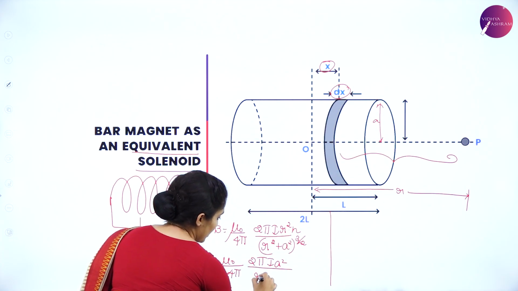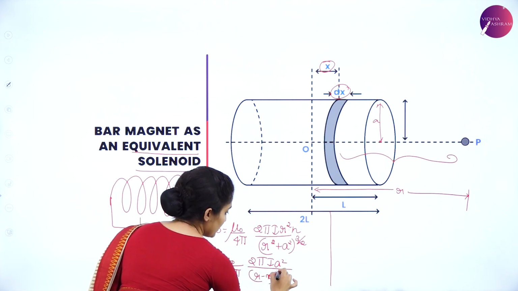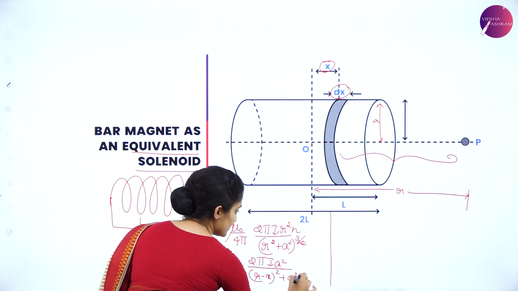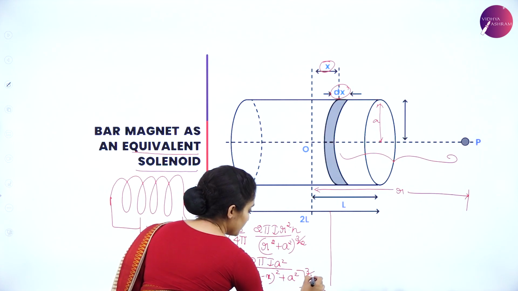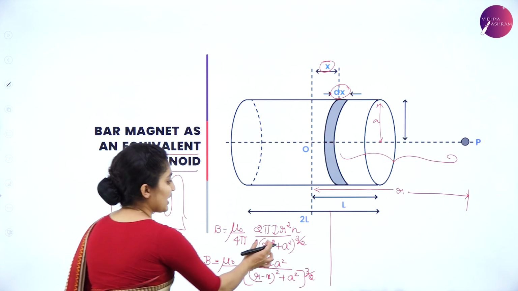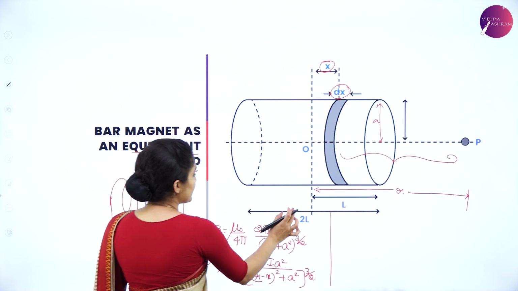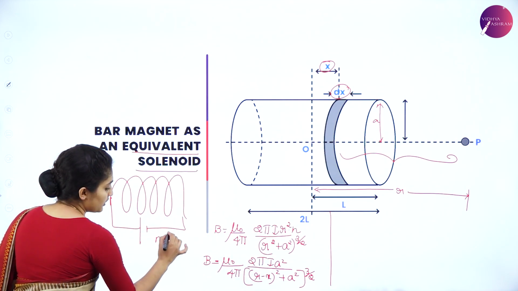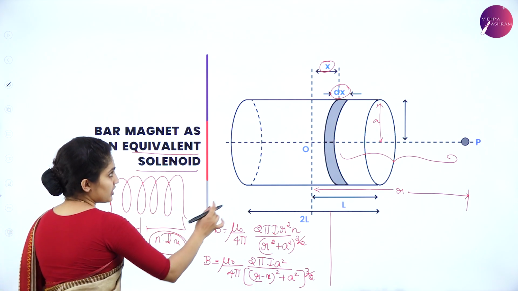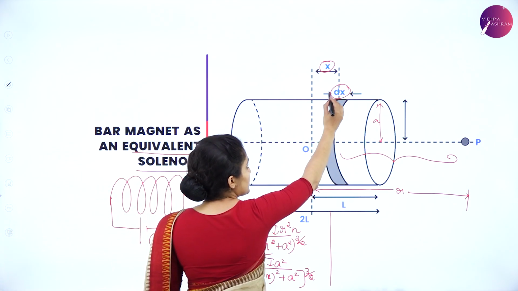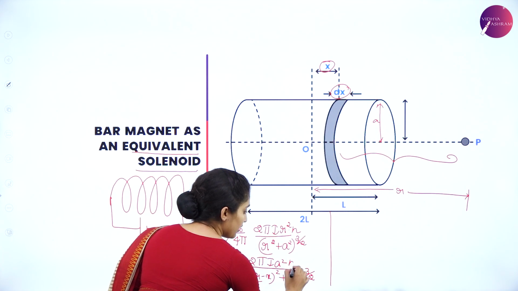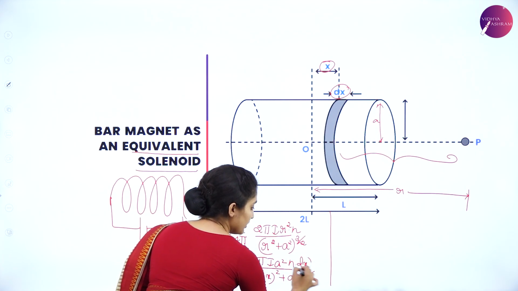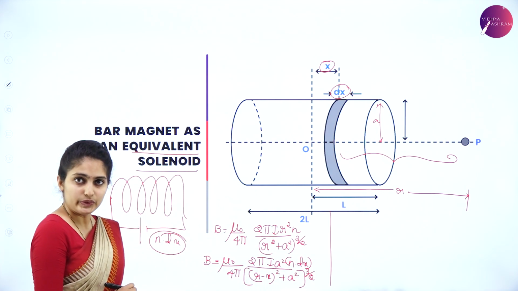So it is (r − x) the whole square plus a square, and the whole thing is raised to the power 3 by 2, and we have this n term. n is with respect to an elemental area, so it is n into dx, where dx is the thickness. We are checking the n number of turns in this thickness, so we will have to write n into dx.